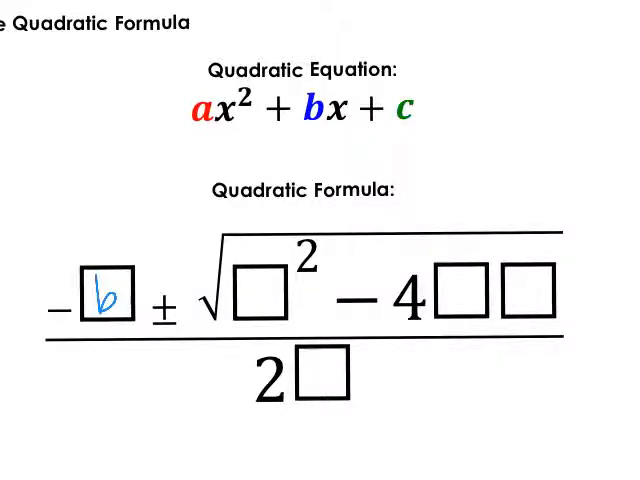Plus or minus the square root of B squared minus 4AC all over 2 times A. Yep. All right, so negative B plus or minus the square root of B squared minus 4AC all over 2A.